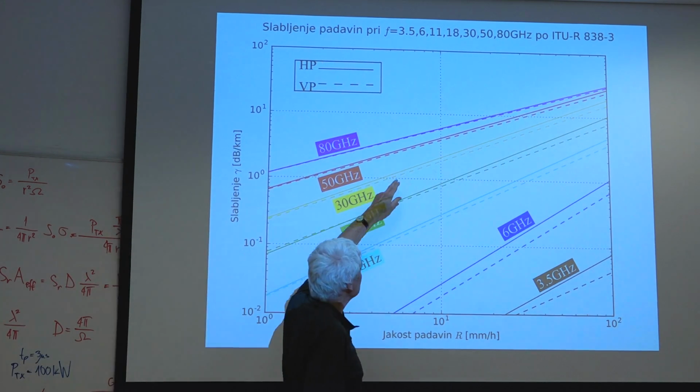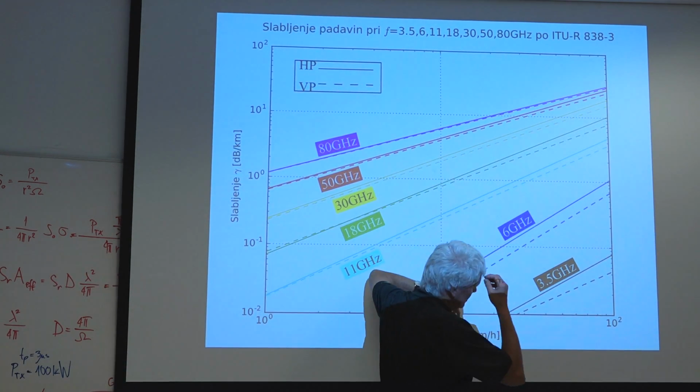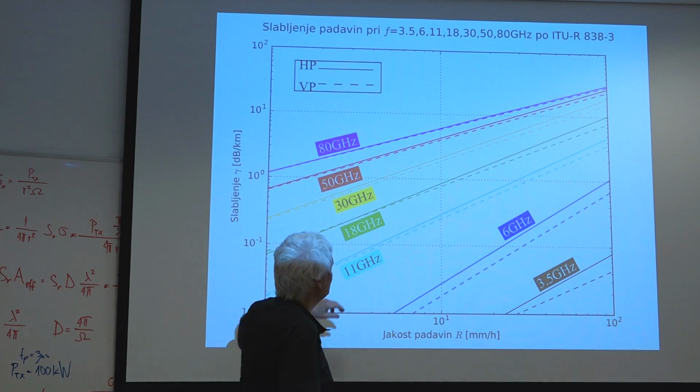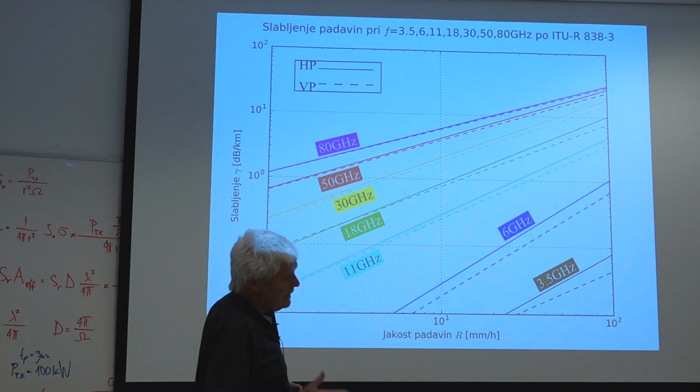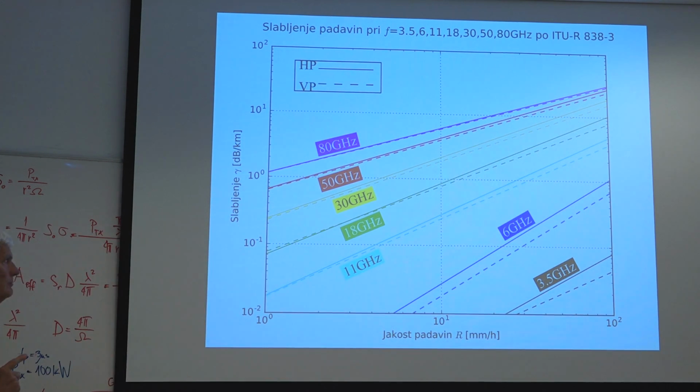30 gigahertz is in the millimeter wave range. So in the millimeter wave range, these links will not go over longer distances while raining, at rainfall. So this is just to give you an idea.